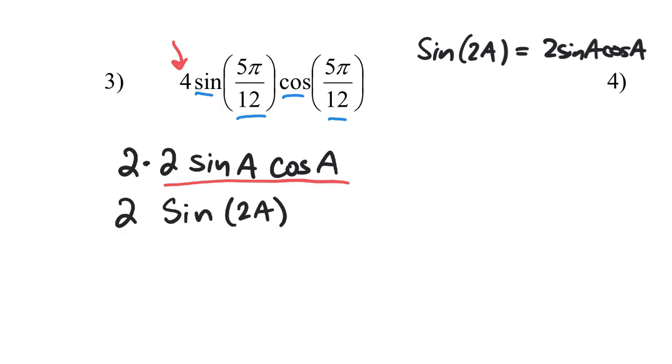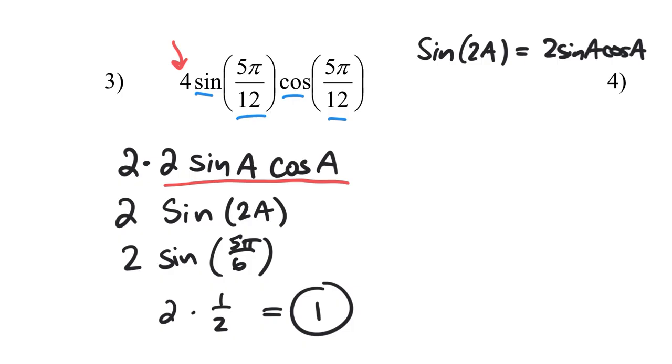Now in this case, A was 5 pi over 12. If we were to double it, that would give us 5 pi over 6. Now we know that we actually can find the sine of 5 pi over 6. We know that it is 1/2. So all of that work leads us to the conclusion that sine of 5 pi over 12 times cosine of 5 pi over 12 is just 1. All right, let's keep moving here.